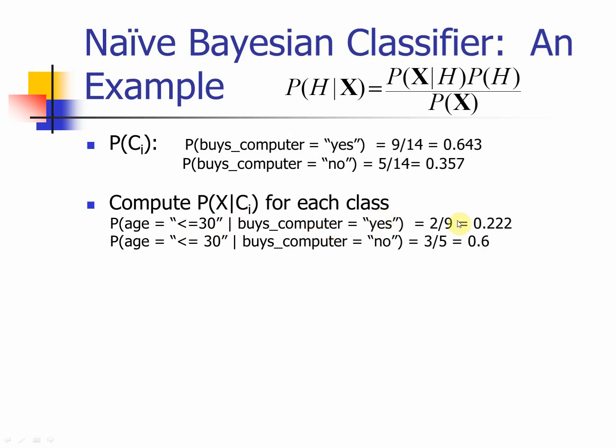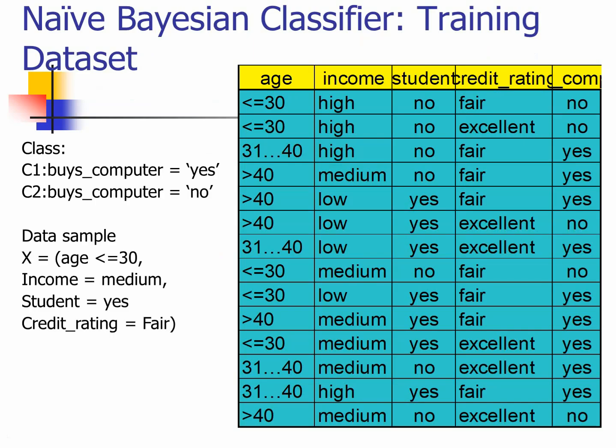So you see that there are 9 buying computers, and based on that condition, 2 of those are less or equal to 30. On the other side, there are 5 not buying the computers, and out of those 5 in the training data set, 3 of them are under the age less or equal to 30. So let us double check to show you the value I represent over here is true.